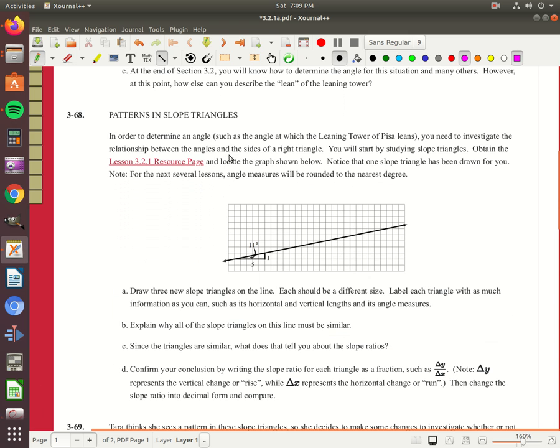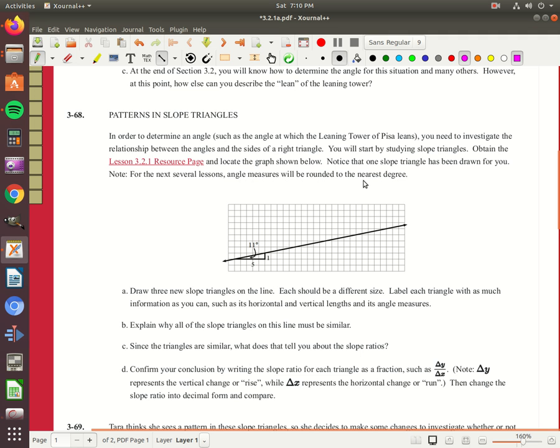So it says patterns in slope triangles. In order to determine an angle such as the angle at which the Leaning Tower of Pisa leans, you need to investigate the relationship between the angles and the sides of a right triangle. You will start by studying slope triangles. Obtain the lesson 3.2.1 resource page and locate the graph shown below. Well, we already have it, so no big deal. It says, notice that the slope triangle has been drawn for you. Note, for the next several lessons, angle measures will be rounded to the nearest degree.